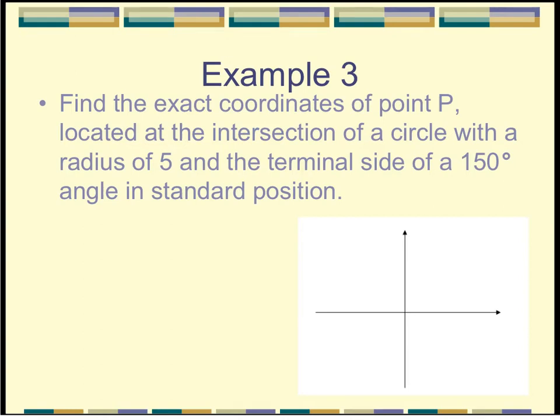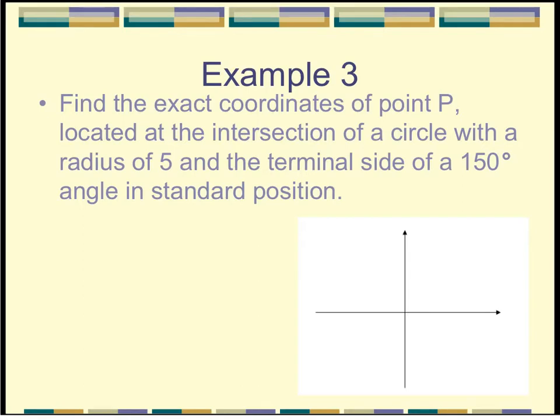Okay, so this example connects a lot of the different things that we've been doing with right triangle trig and angle rotations in our coordinate system. What we're dealing with here is we want to find a point on a circle that intersects an angle that rotates 150 degrees, and the circle has a radius of 5.